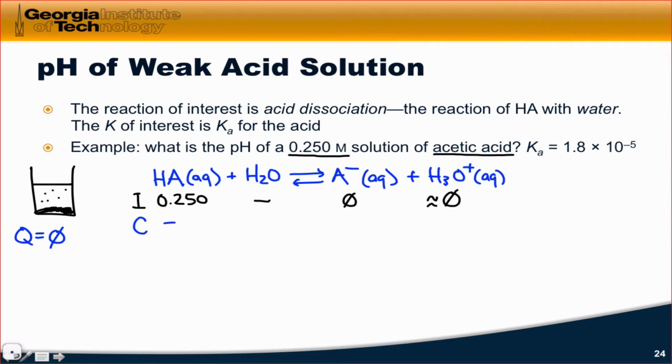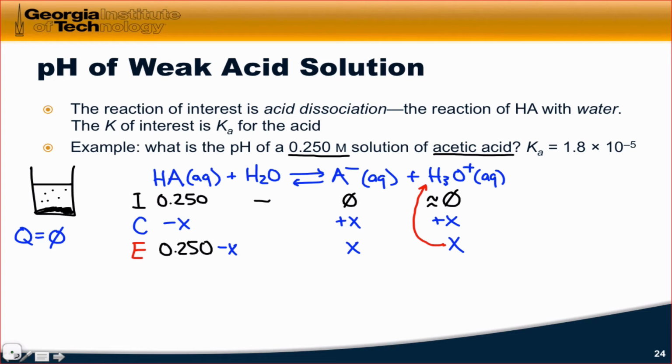We're going to lose some HA, and we're going to gain A- and H3O+, and we don't need to worry about stoichiometric coefficients since they're all 1 here, which is quite nice. For the equilibrium line, we simply add the initial and change lines. One convenient thing about problems of this type is that x is often going to be directly equal to the H3O+ concentration, so as soon as you solve for x, you don't need to do any additional stoichiometry calculations. You can go right to the pH after solving for x.